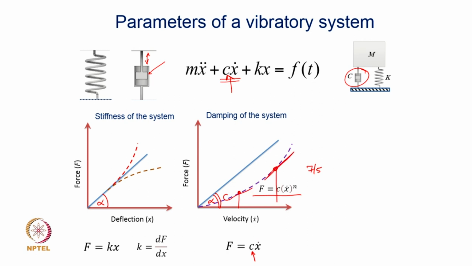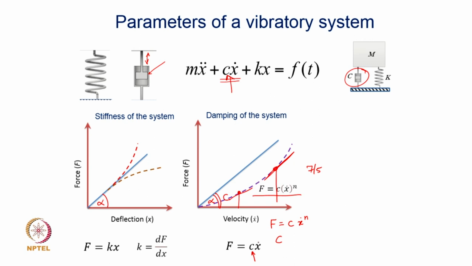Which actually means that the dissipating force is dependent on x dot, because it cannot be F is equal to C x dot, it is going to be F is equal to C x dot to the power n, and therefore, the coefficient C is going to be a function of the velocity value. Okay.